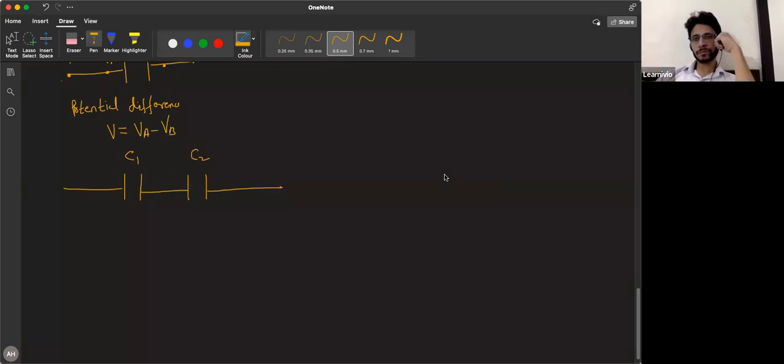There is no branching here. That is why. There is no branching, so charge will remain the same. Here Q, here Q. Now we have to decide about the voltage. See, potential difference and voltage are the same thing.